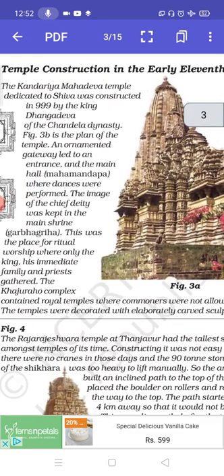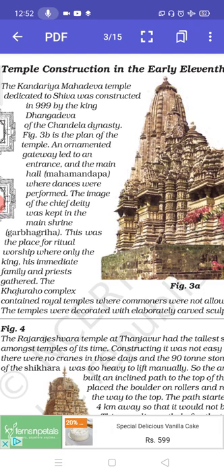So here Dhangadeva, who had made the Kendriya Mahadev temple, dedicated it to Lord Shiva, and it has a gateway which is very much ornamented, decorated beautifully. Then there is an entrance and a main hall, where initially women used to dance in front of the gods on special rituals, special functions or pujas.